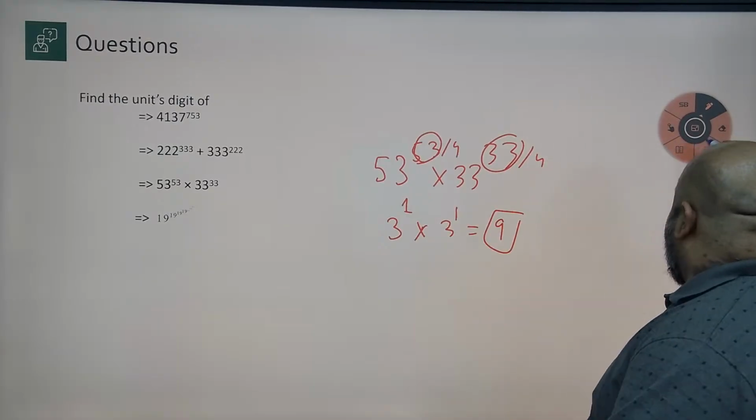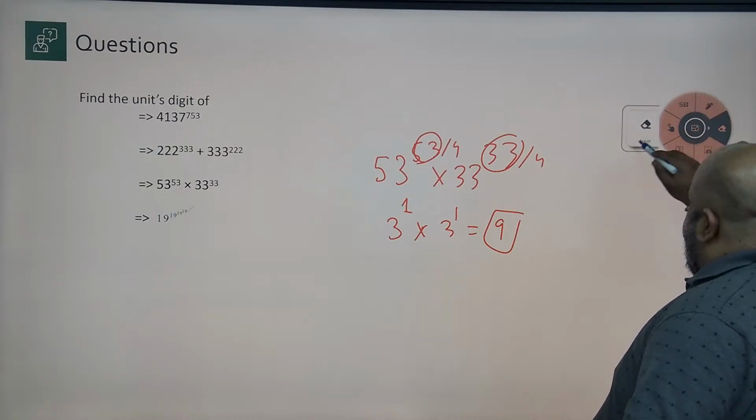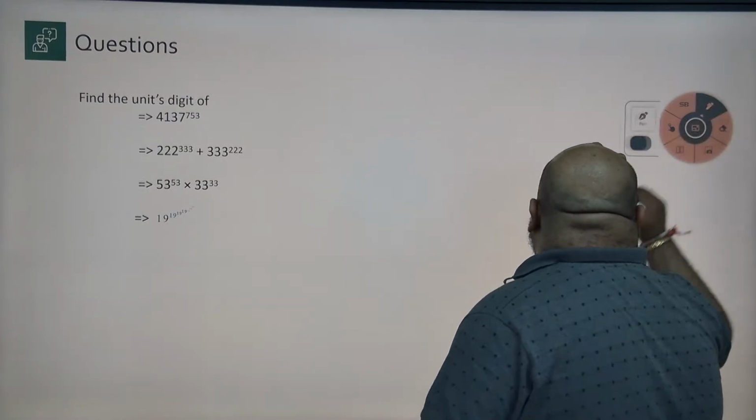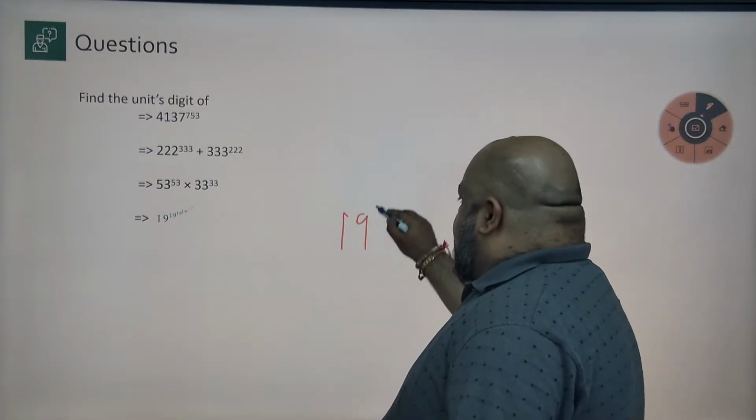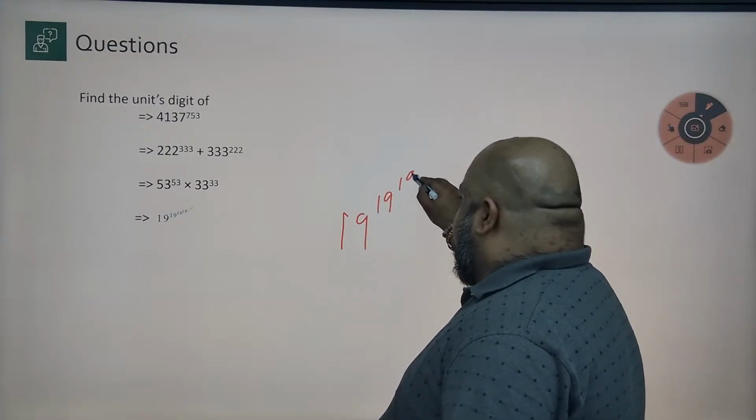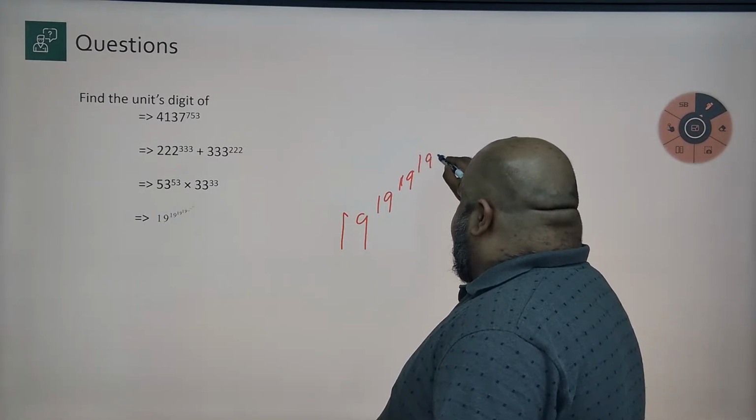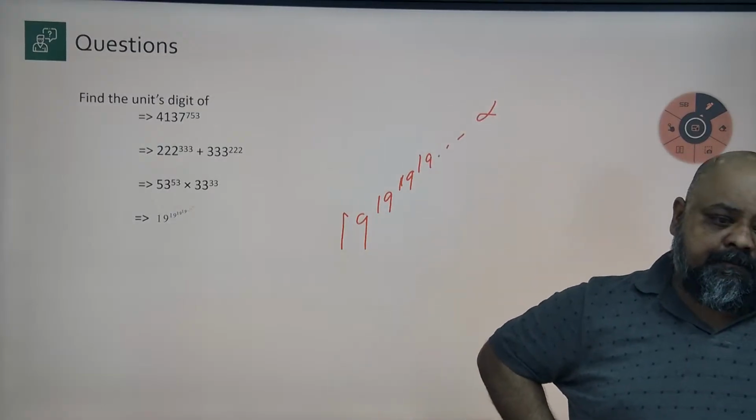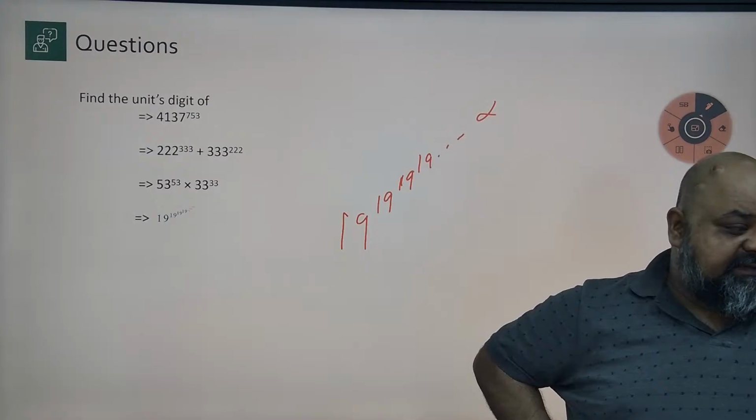The last question for this is the unit digit of 19 raised to power 19 raised to power 19 raised to power 19 up till infinity. Answer for this?